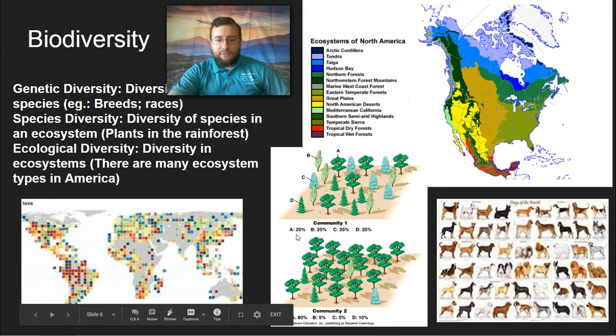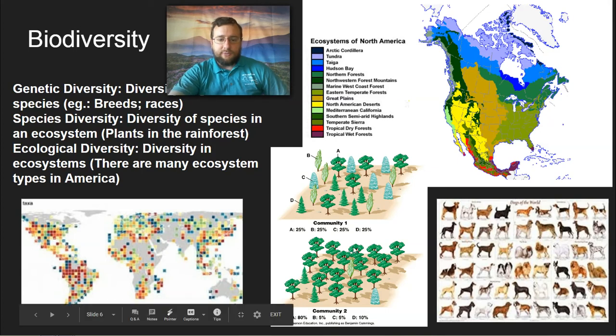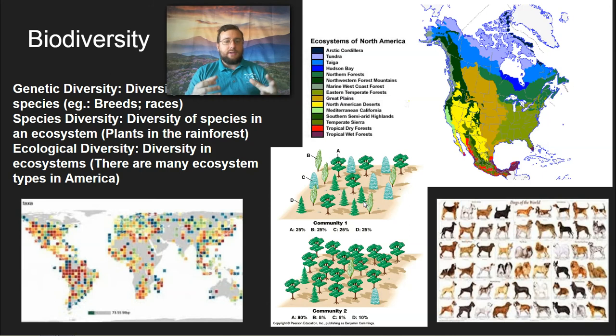In the first community, you have 25% of each tree type. In the second community, you have 80% of the first tree type, 5% of the second and the third tree type, and 10% of the last tree type. So clearly, both communities have the same number of species. So you might have equivalent species diversity by number, but if you look at the distribution, most of the life in community two is going to be one type. Because of that, it's going to be less diverse.